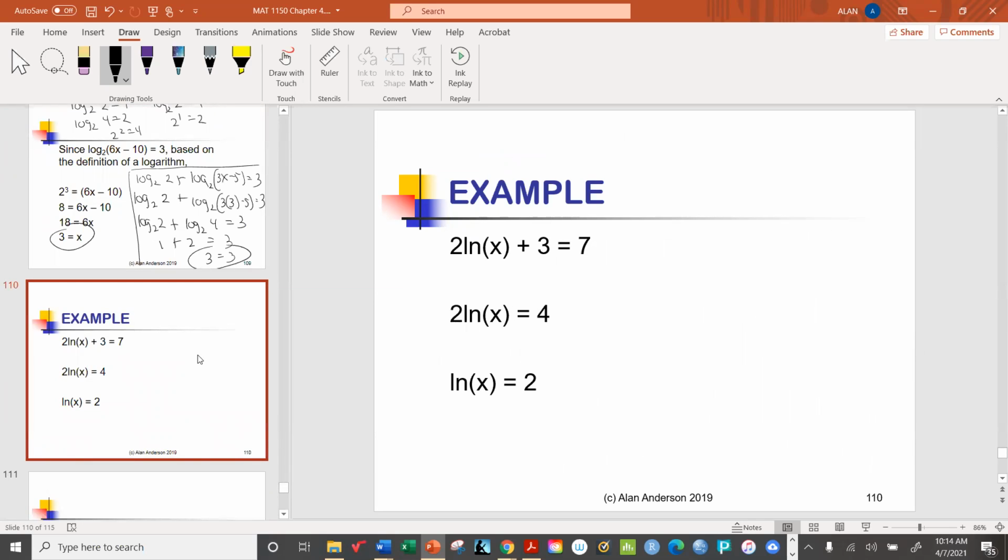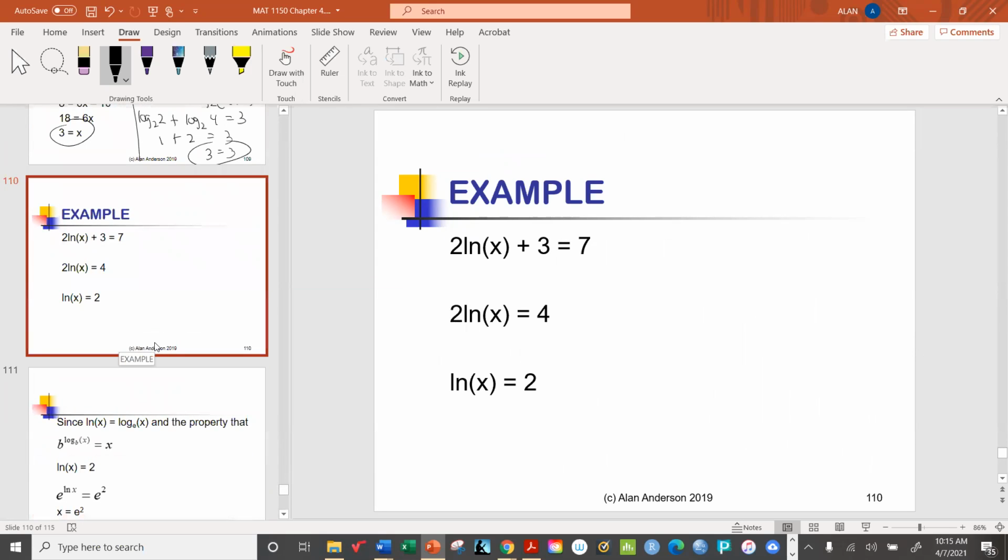Now here's one that you can use. 2 log x plus 3 equals 7. 2 log x equals 4. Now I divide both sides by 2. Now what are we supposed to do with this one? Okay, well, you might recall that 2 of the other properties we saw that are unique to natural logs were that the natural log of e to the x is just equal to x, and e to the log of x equals x. How does that help us?